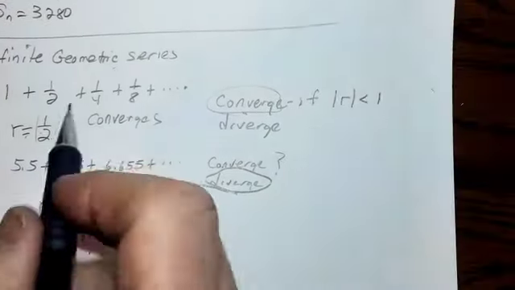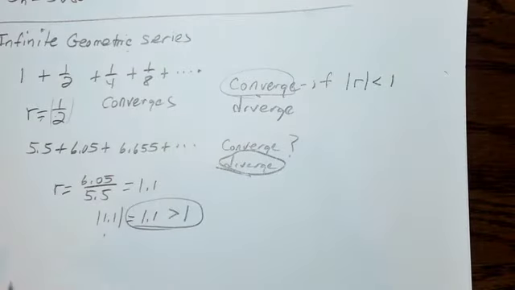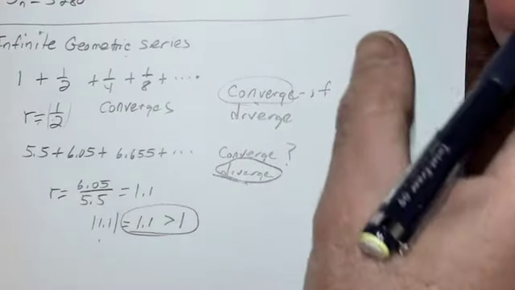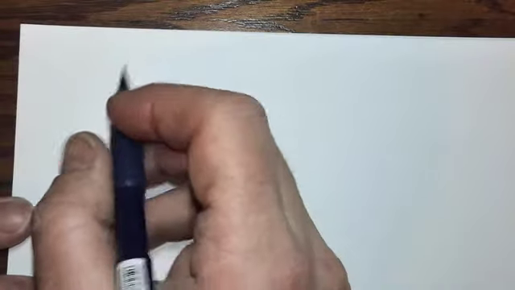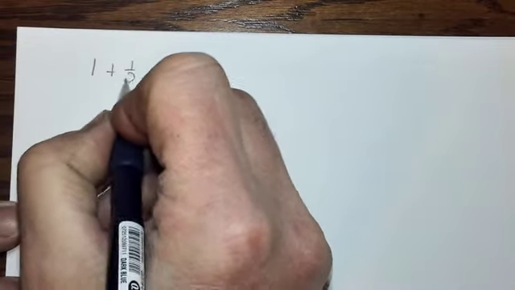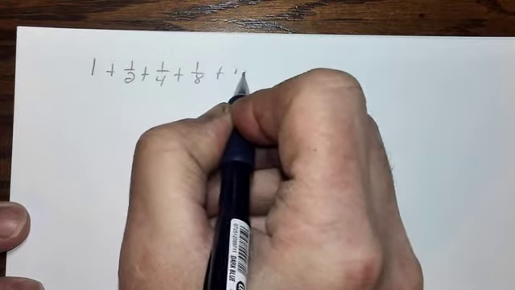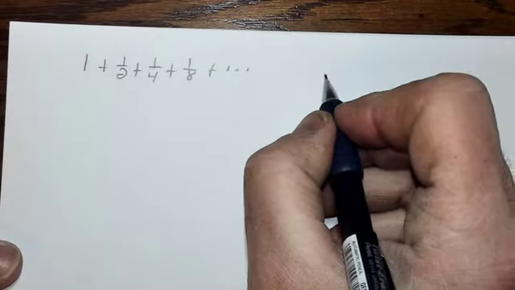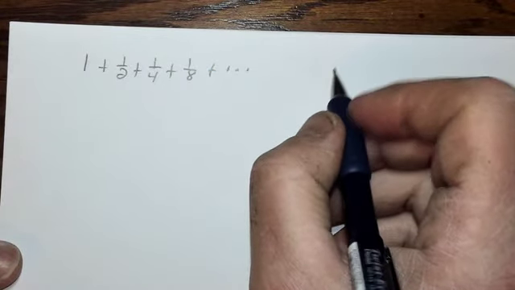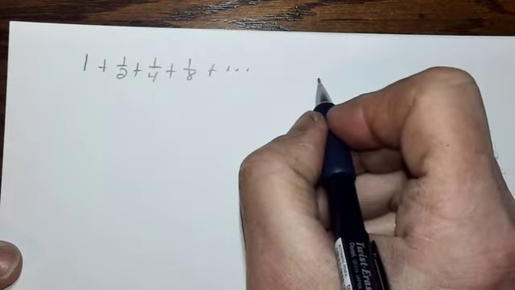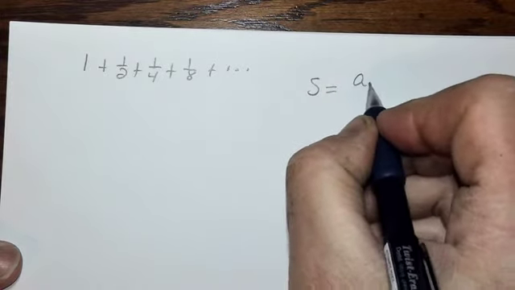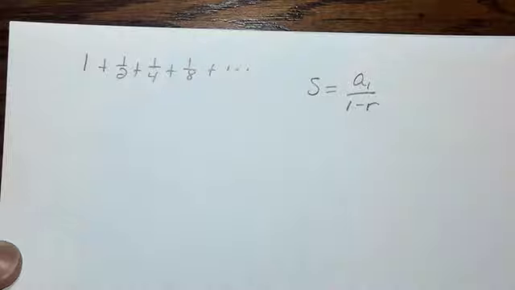So let's see if we can figure out how we find the sum of this one. And so there is a formula for it again. We can go through and figure out. I'll start out here again by putting that one down. 1 plus 1/2 plus 1/4 plus 1/8 plus dot, dot, dot. Okay? The formula for the sum of an infinite series that converges is S equals A1 over 1 minus R.